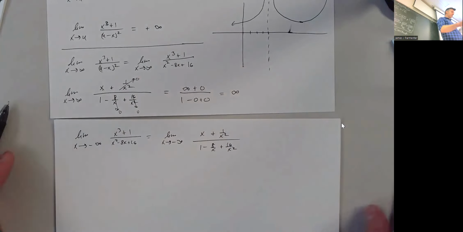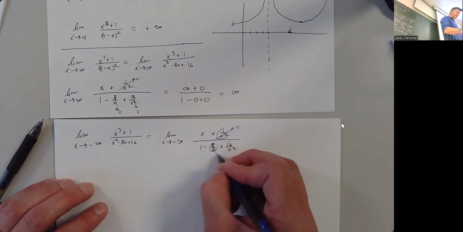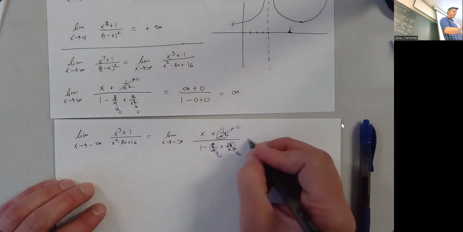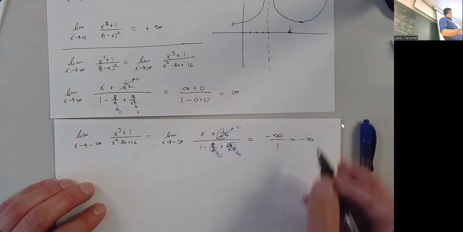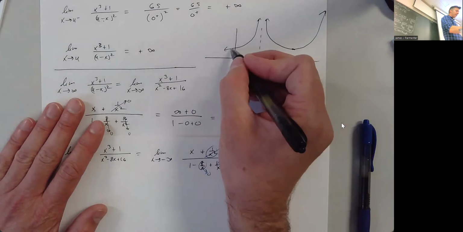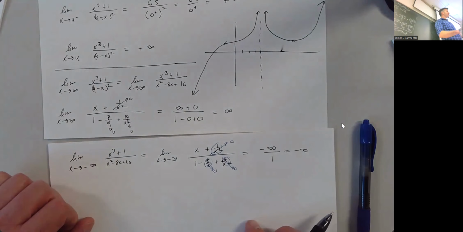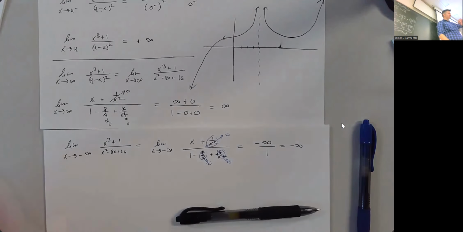And then, just like last time, that's going to go to 0. That's going to go to 0. That's going to go to 0. But now I'm left with negative infinity divided by 1. So as x goes way to the left, this graph actually goes down like that. And now my graph doesn't look very nice. In fact, it might be worth looking at.